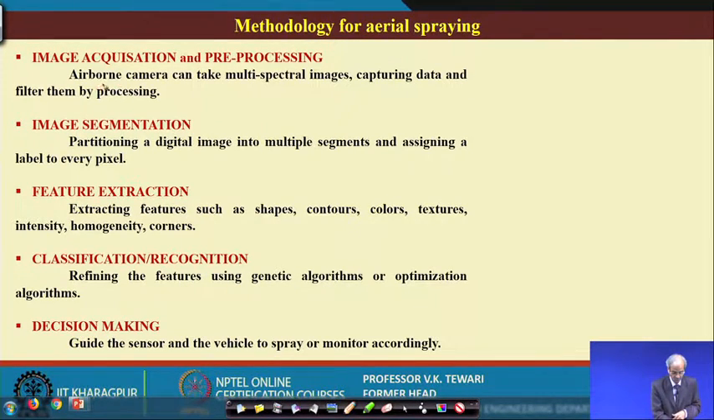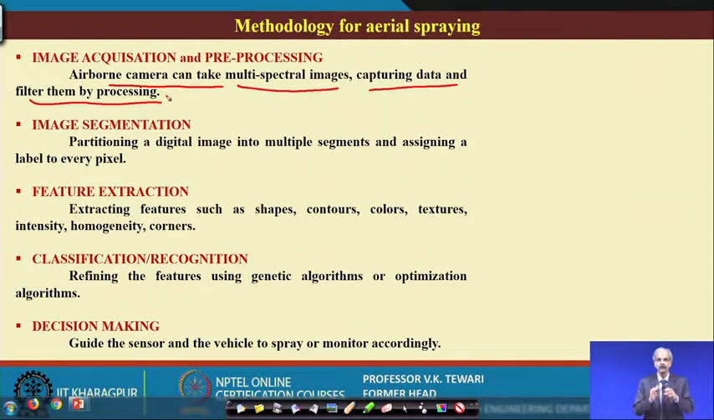See, the airborne camera can take multispectral images, capturing the data and then filtering them by processing. So, that is the job which it can do initially. It takes the image and does the pre-processing at that location. Then it needs image segmentation. This image needs to be segmented for our requirement.